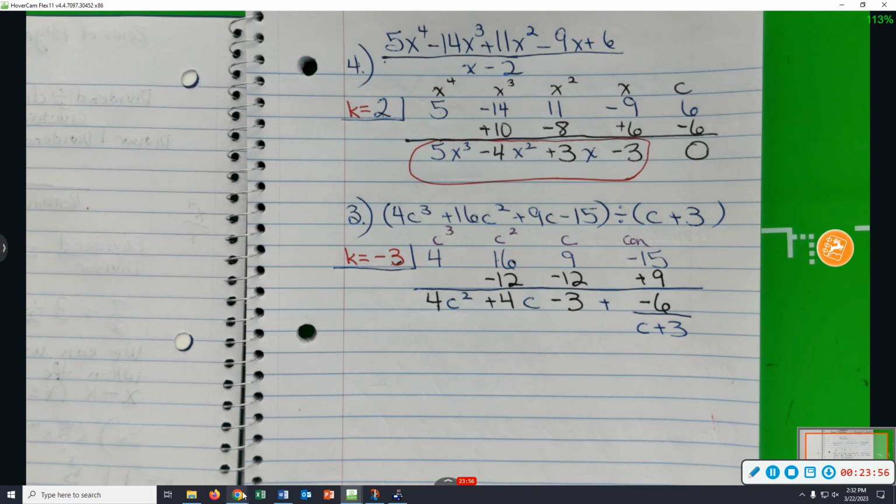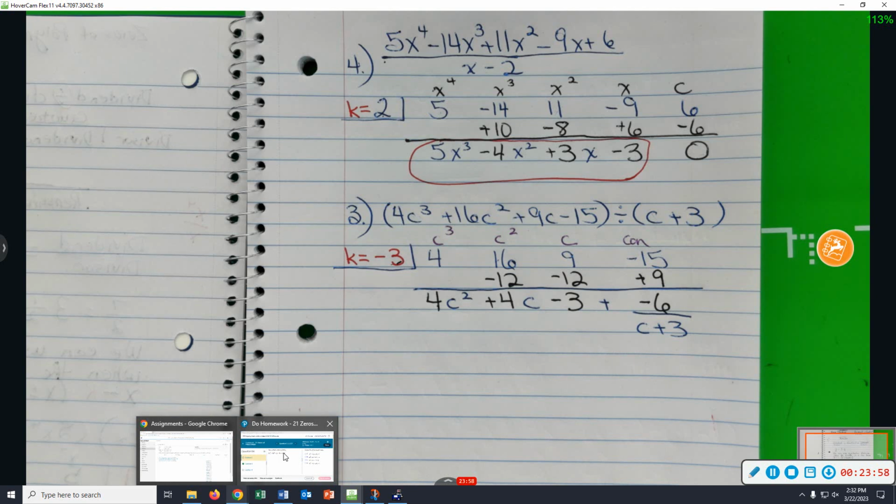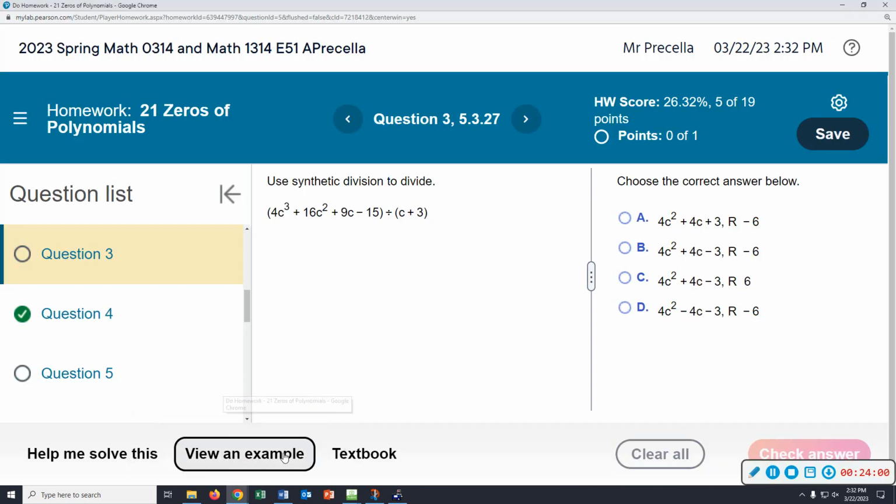A, B, C, or D? Oh, they all look alike, don't they? You have to look really close. 4c squared plus 4c minus 3. I think it's B. What do y'all think? Is it B? The remainder is negative 6, so it's definitely not C, because that is remainder positive 6, right?